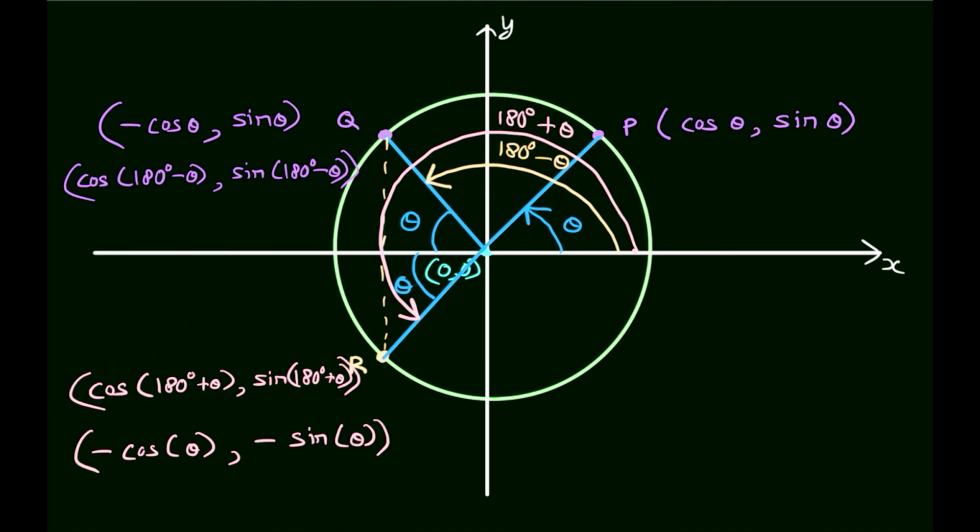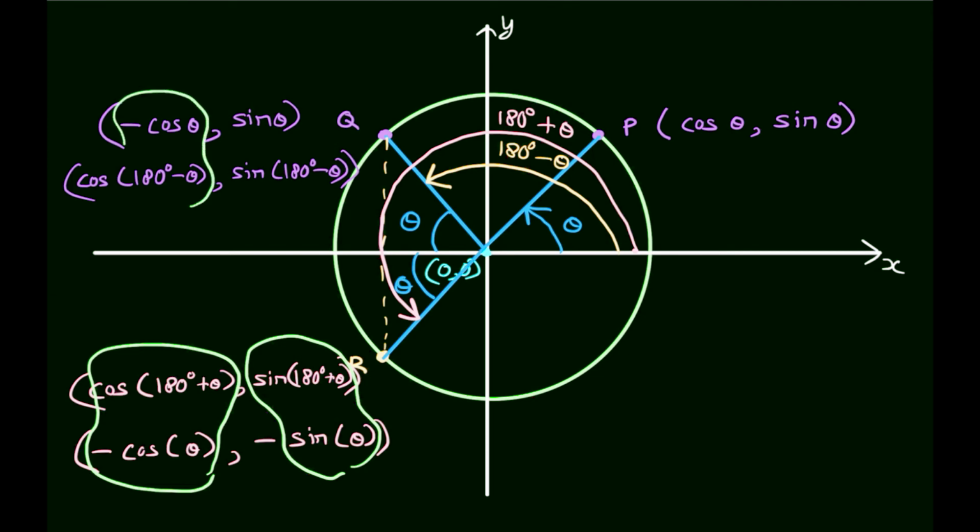Which means that this is equal to this, right? So negative cosine theta is equal to cosine of 180 degrees plus theta, and similarly this is equal to this, right? And by the same logic for Q also, these two are equal and these two are also equal.